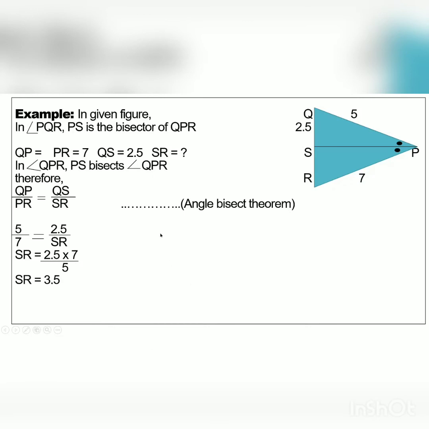Now, using this theorem, I am going to solve some examples. For the first example, in the given figure, in triangle PQR, PS is the bisector of angle QPR. You can see here, triangle QPR is the given triangle. PS is a bisector of this angle, which divides angle P into equal parts, meaning QPS is equal to SPR.